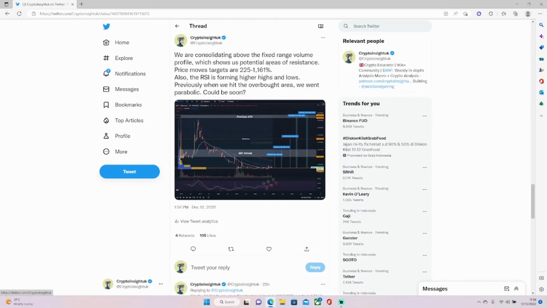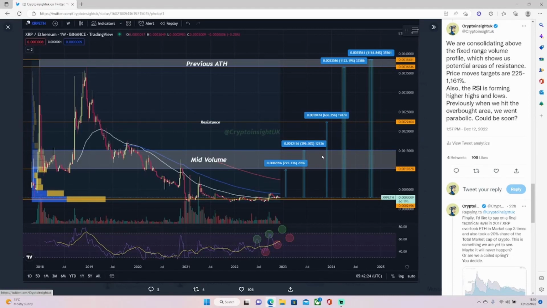Next, we're consolidating above the fixed range volume profile, which shows us potential areas of resistance. Price moves are 225% to 1,161%, anywhere in between that. Also, the RSI is forming higher lows and higher highs. Previously, when we hit the overbought area was when we went parabolic. Could that be soon?